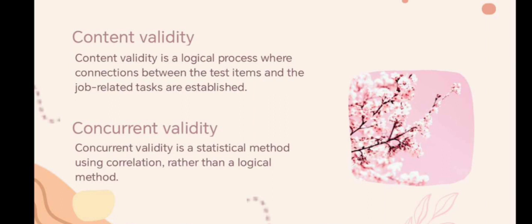The second is concurrent validity. Concurrent validity is a statistical method using correlation rather than a logical method. So concurrent validity is about comparing a new test to an established one to see if they give similar results. It's like checking if the new test is measuring the same thing as the old one. Instead of just looking at the content like in content validity, concurrent validity uses numbers and statistics to see how closely the scores on the two tests match up.